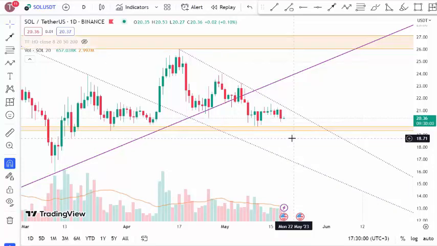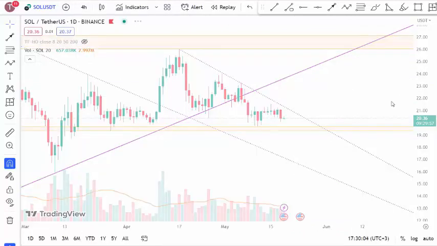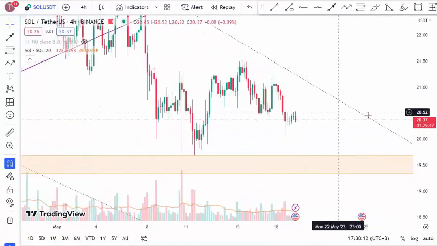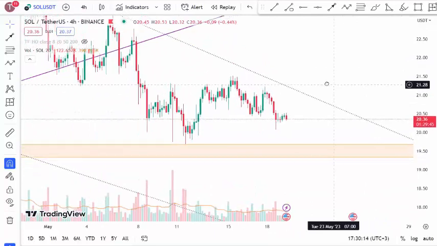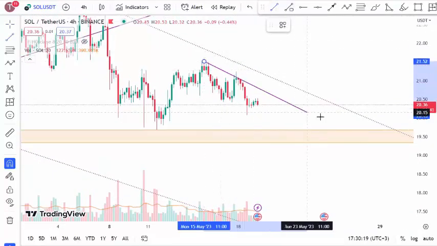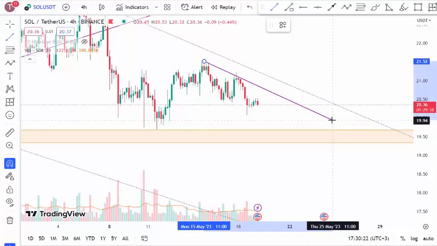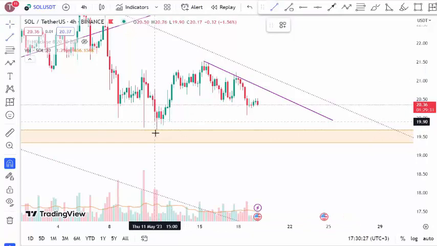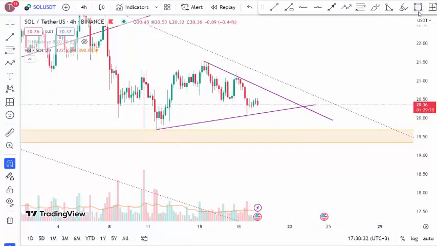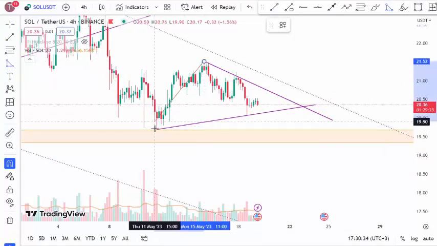Now, if we examine our 4-hour timeframe chart, there isn't much change happening in the 4-hour timeframe. Indeed, a small descending and ascending trend can be observed. In fact, we can say that there is a possibility of a triangle formation. If we draw the triangle here, we have a resistance zone on the upper side and a support zone on the lower side. So, we can say that there is a triangle formation here.